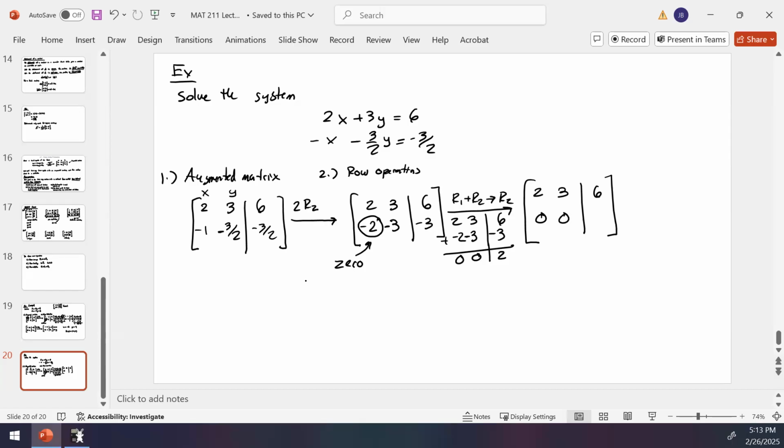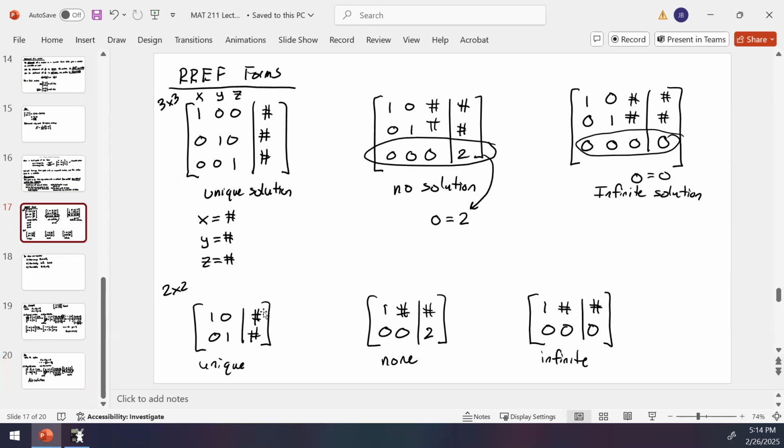So 0, 0, 2. And then you recognize, oh, look at that. 0 equals 2. No bueno. No solution. You don't have to go any further. You can stop right there because you just ran into the no solution case. So that's the no solution. So far, if you go back here, we've done unique, we've done no solution.